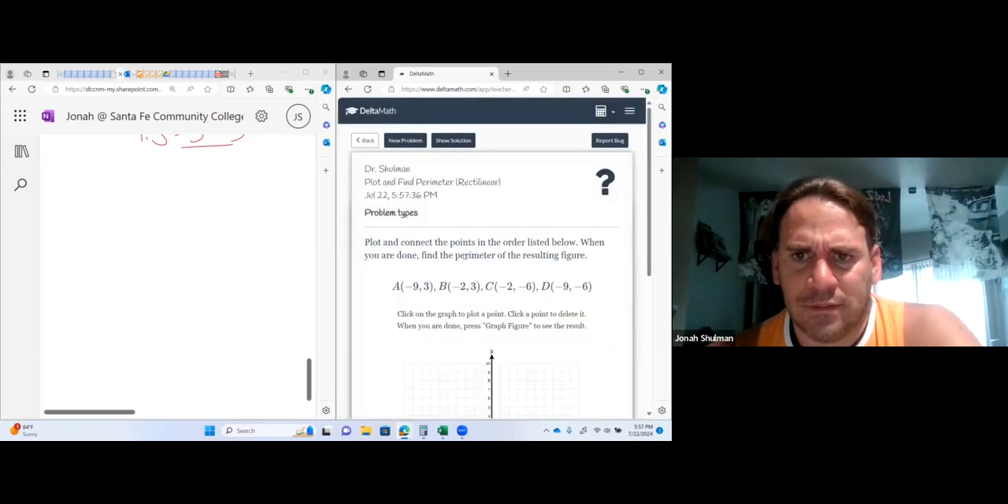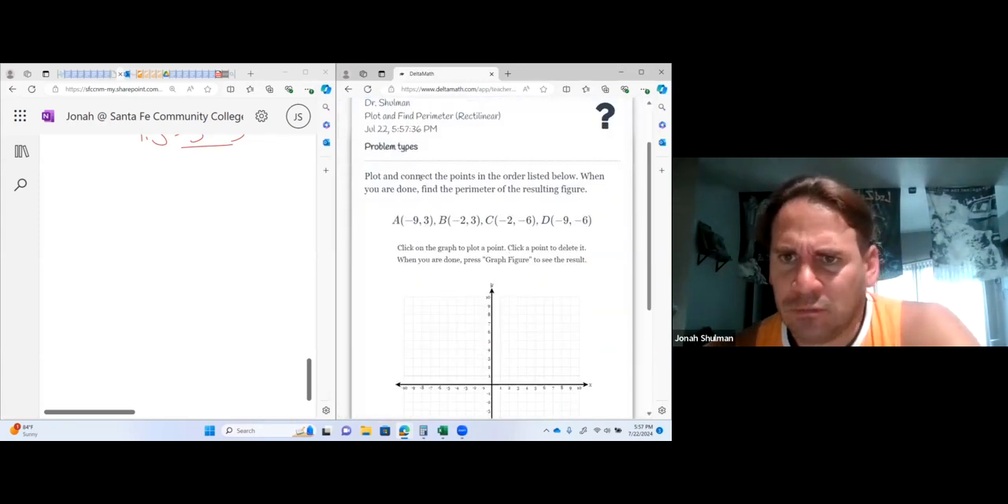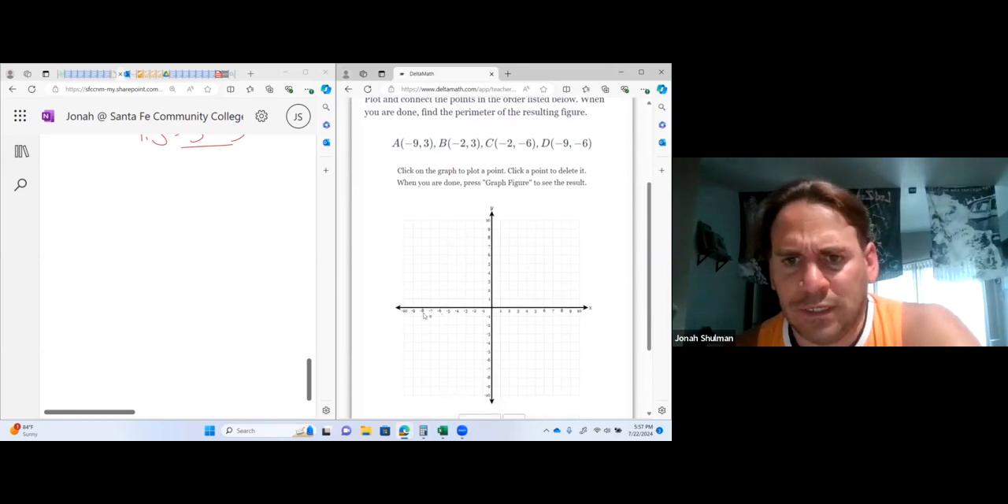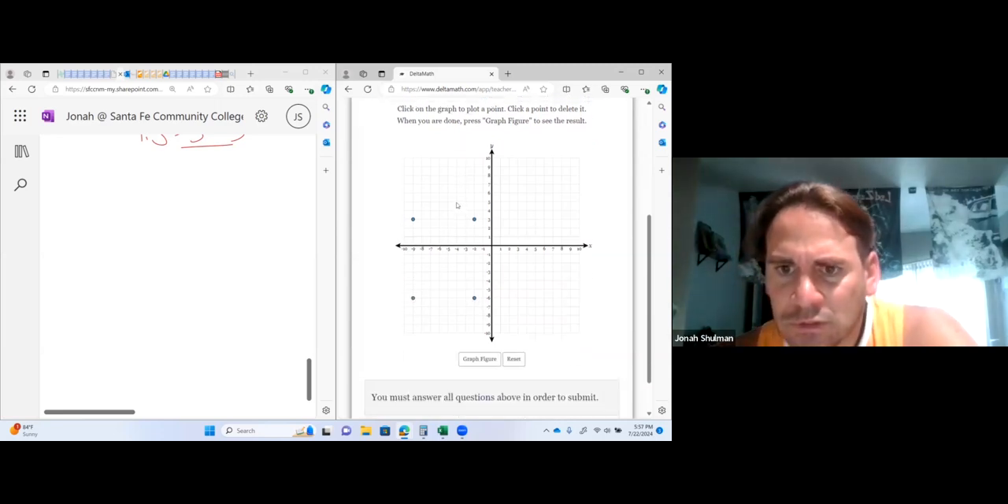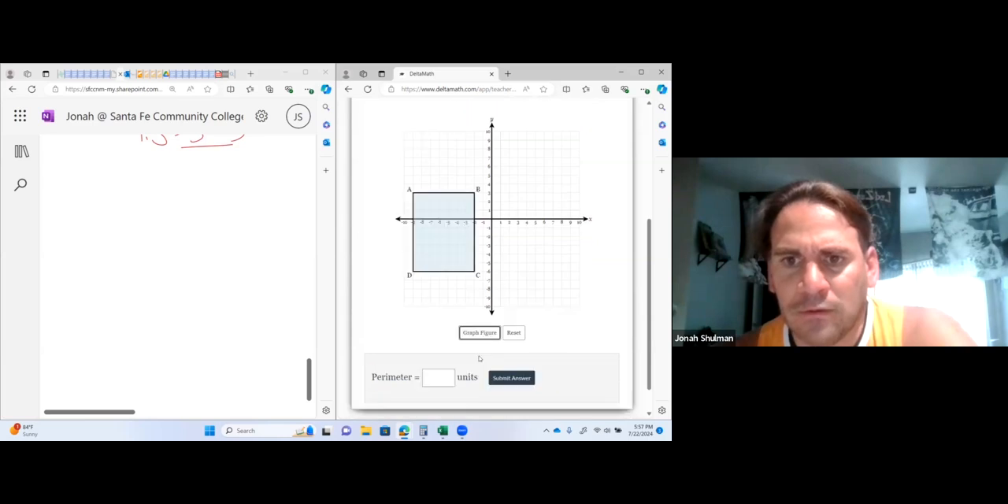All right. So now we gotta plot and connect the points. When you're done, find the perimeter. Oof. All right, so -9, 3, -2, 3, -2, -6, -9, -6. So there it is. When you're done with the graph figure, it's a rectangle.